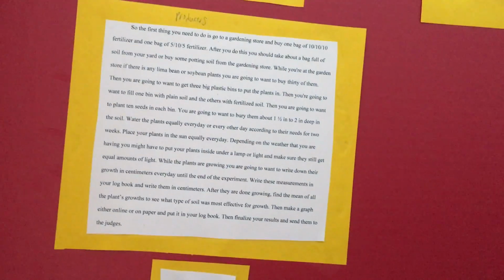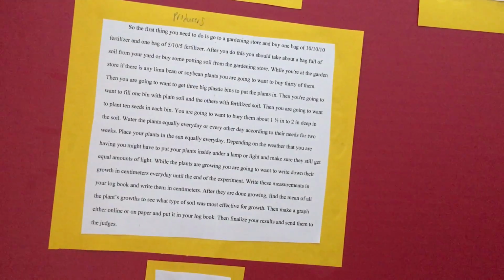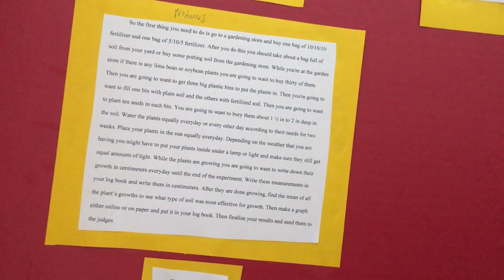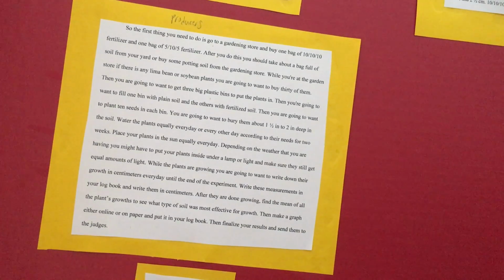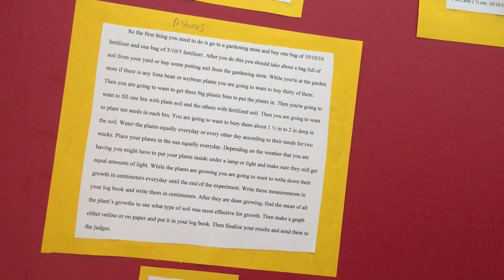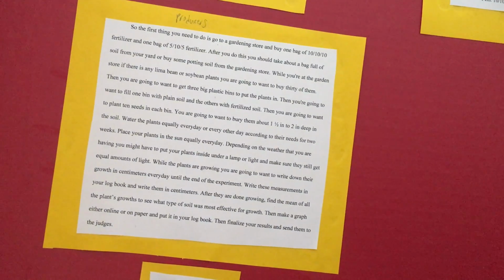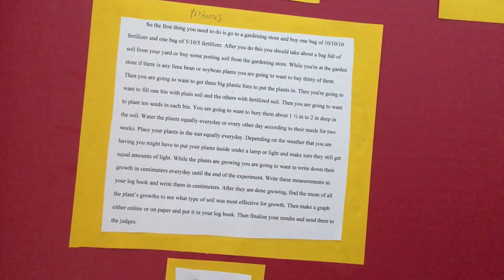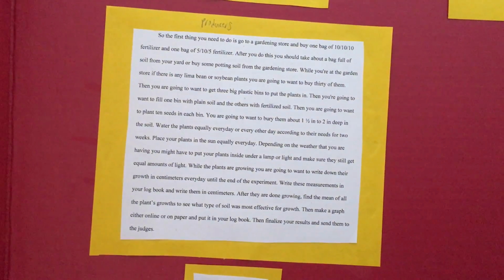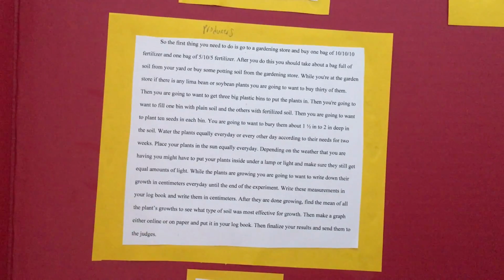After this, you take a bag of about an equivalent soil from your yard, or buy potting soil from the gardening store. When you're at the gardening store, if there are any lima beans, soybeans, or soybean plants, you're going to want to buy 30 of them. Then you're going to take 3 big plastic bins and put the fertilized soil and plain soil in them. Then plant 10 seeds in each bin. Bury them 1.5 to 2 inches deep in the soil.